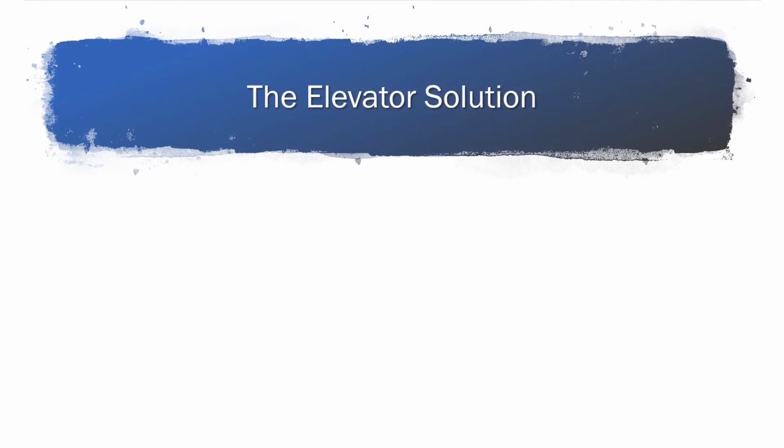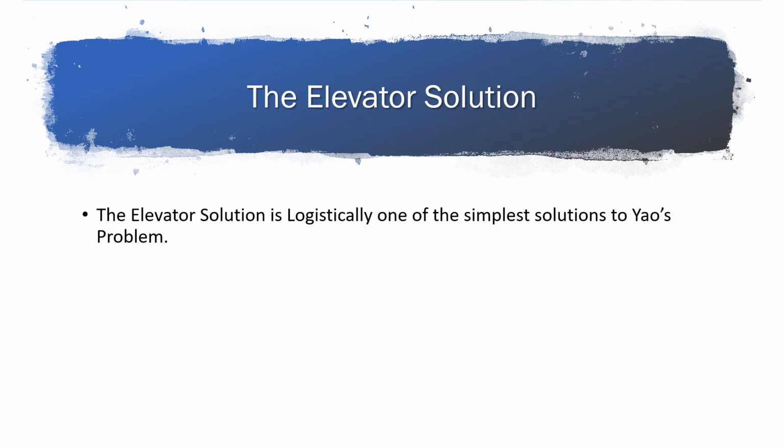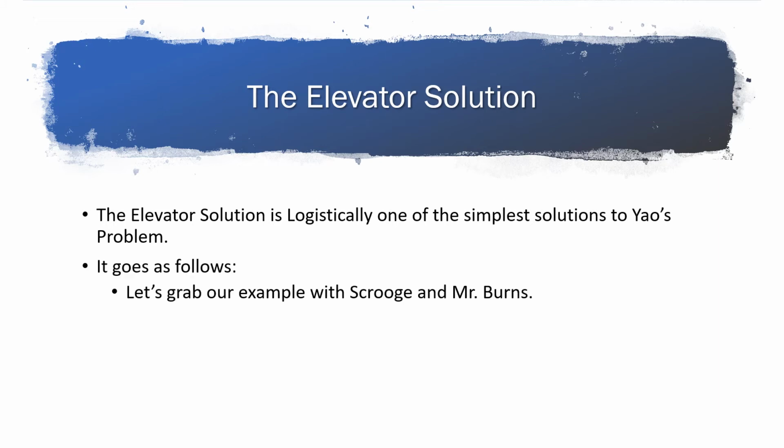The elevator solution. The elevator solution is logistically one of the simplest solutions to Yao's millionaire problem, and you will see why. The way the elevator solution works is there are two people, person A and person B, and they go into an elevator that is n floors tall.